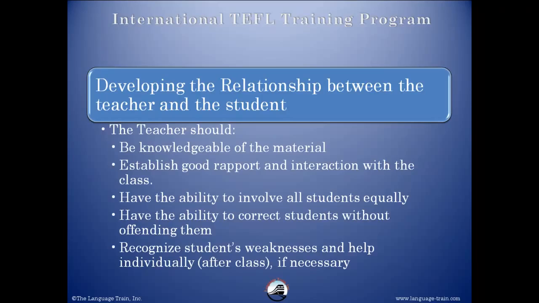Next, you have to have the ability to involve all students equally. This means that you don't look at just one particular student all the time. You don't have a teacher's pet. This is forbidden. You have to involve all of the students equally. Some students will not want to participate, and when you encounter that, you can deal with that differently. We'll talk about that in a later module, but you need to attempt to involve all of your students equally.